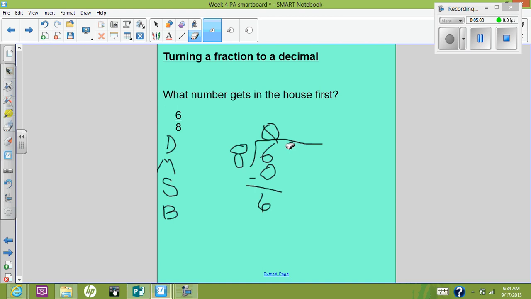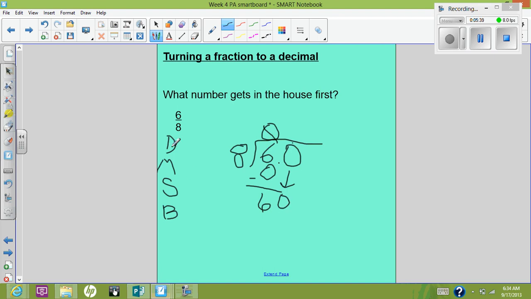You may remember from some time in your distant past that you can take any number, add a decimal point and a 0, and it doesn't change the value of that number. So that's what we're going to do. We didn't have any numbers to bring down, so we're going to make one. Add a decimal point and a 0, and it's the exact same thing as 6. 6.0 and 6 are the same number. We're going to bring that 0 down here, and now I have 60.